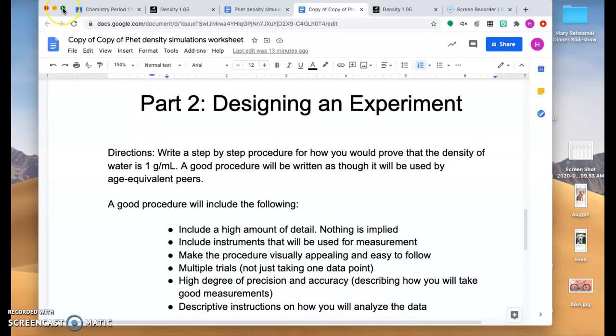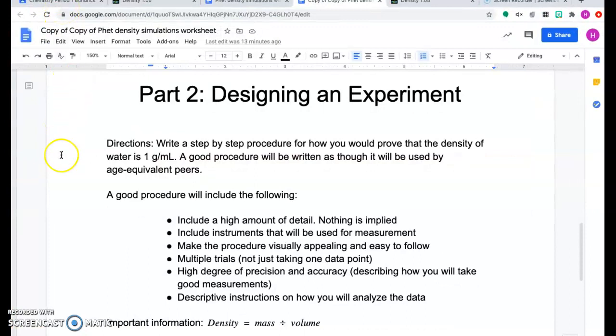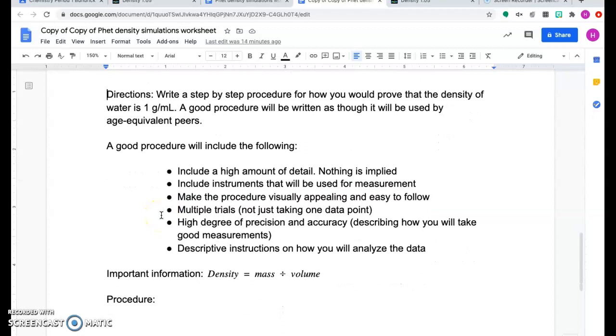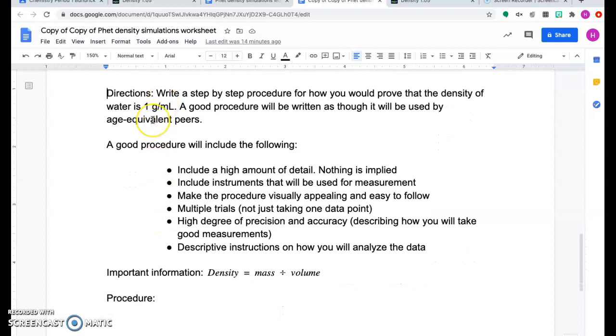Okay, in part 2, what I'm going to have you do for this is you are basically going to be writing a step-by-step procedure for proving that the density of water is 1 gram per milliliter. So in your procedure, you want to be writing this as though you are writing to an age equivalent peer. So write it as though you're writing to someone who wasn't in class that day or who hasn't been in chemistry yet this semester.